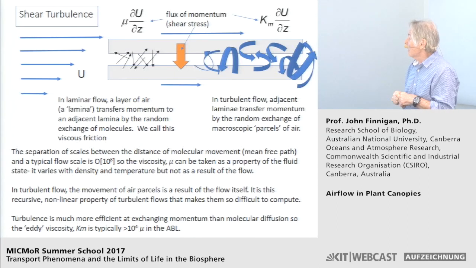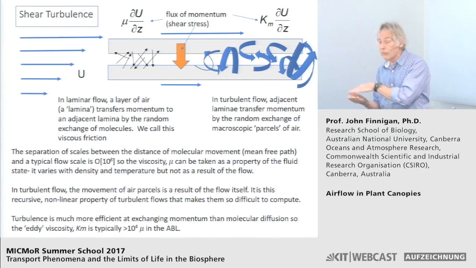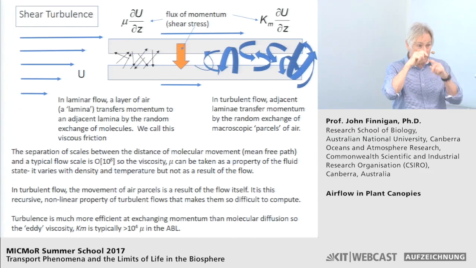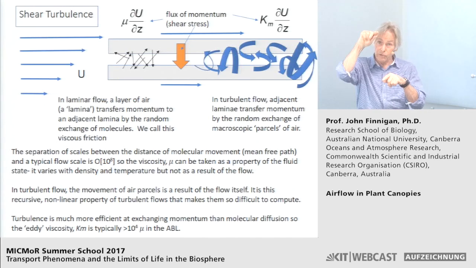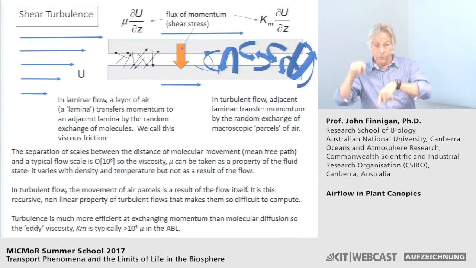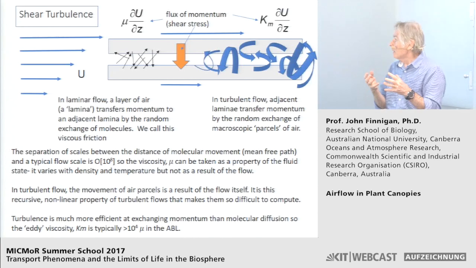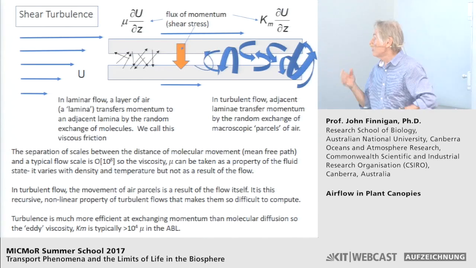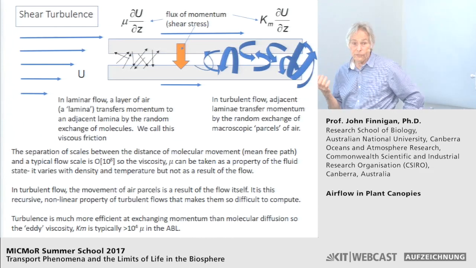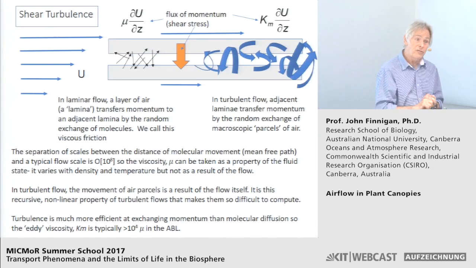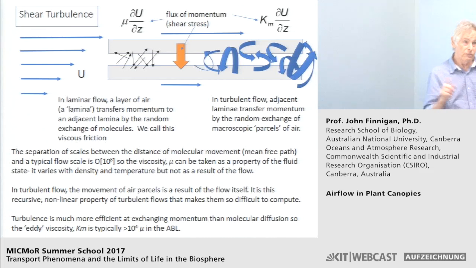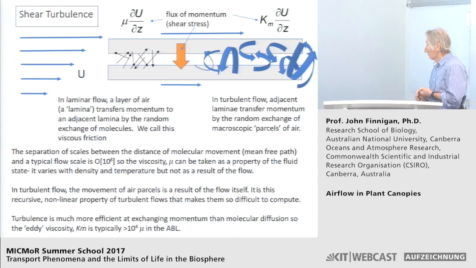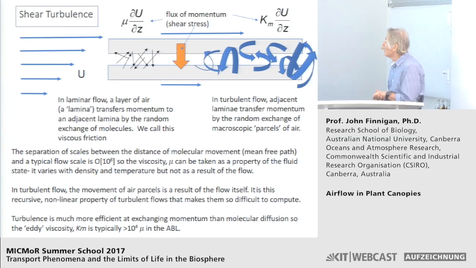And so because there's such a huge scale separation between the distance over which the process transferring momentum, fast molecules going up, slow molecules coming down, and the flow itself, you can regard the viscosity as a property of the fluid. Depends on the density, the temperature, maybe some chemical admixtures, but it's a property of the fluid, not a property of the flow itself.